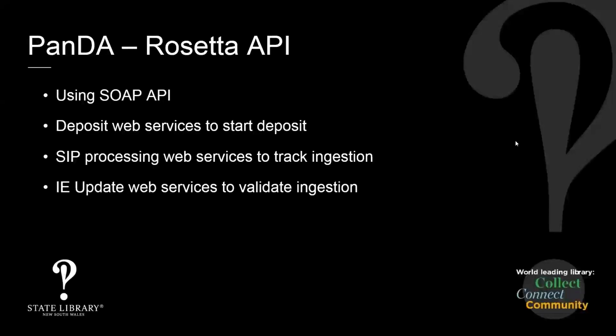We also use the IE update web services once it's ingested into Rosetta to do automatic validation of all the preservation files to make sure they didn't become corrupted and the metadata is accurate. So we validate descriptive metadata. We check that all the files that are supposed to be in permanent storage in preservation are there, and that the checksums actually match the checksums that were generated before Panda picked up the files. That way we know there's absolutely no corruption of any of our preservation files.